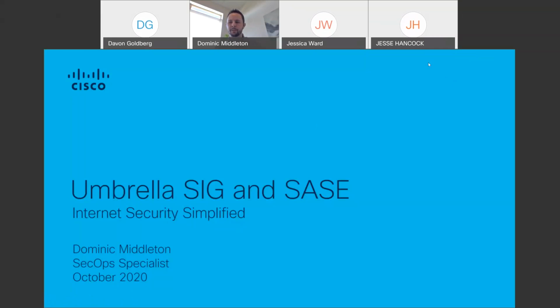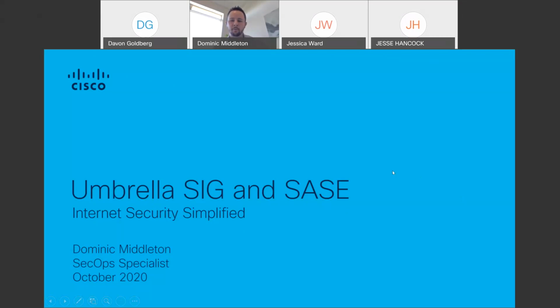Hey, everybody, appreciate you joining us today for this SIG SASE webinar. My name is Dominic Middleton. I'm a security operations specialist here at Cisco. I'll be taking you through SASE as a framework and how Cisco approaches it with our Secure Internet Gateway solution on the security side. We'll talk a little bit about the networking as a service side as well, and give an overview of how we're approaching security here in partnership with Virtual Graffiti.